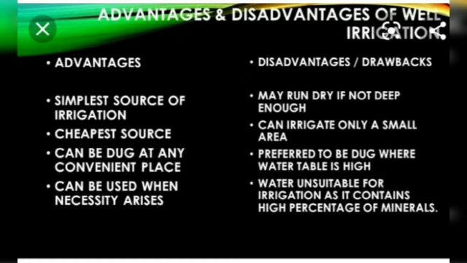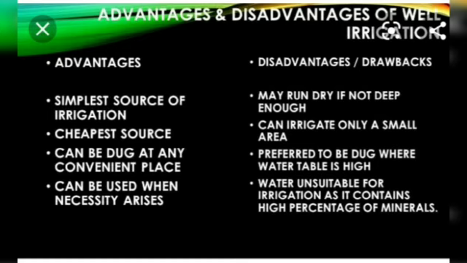What are its disadvantages then? It may run dry if it is not deep enough, and it can irrigate only a small area. It is dug in areas where the groundwater level is high. The water can become unsuitable for irrigation because it contains a very high percentage of minerals. Sometimes the water can turn out to be brackish in nature. The states where well irrigation is popular are Uttar Pradesh, Haryana, Punjab and Bihar, but it is also found in West Bengal, Gujarat, Maharashtra, Madhya Pradesh, Andhra Pradesh and Tamil Nadu.